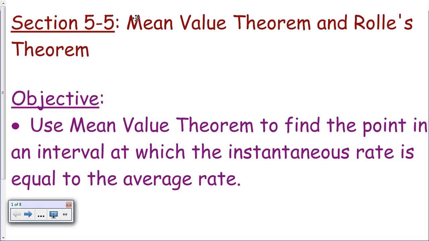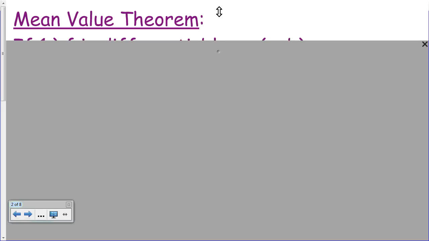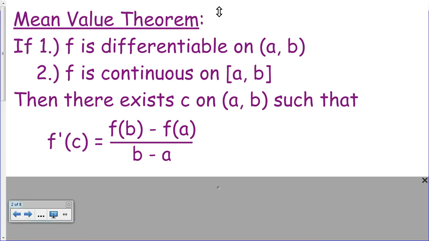All right, so let's take a look at the mean value theorem. Here's the mean value theorem. The mean value theorem says the following: if, first of all, f is differentiable on the open interval from a to b.